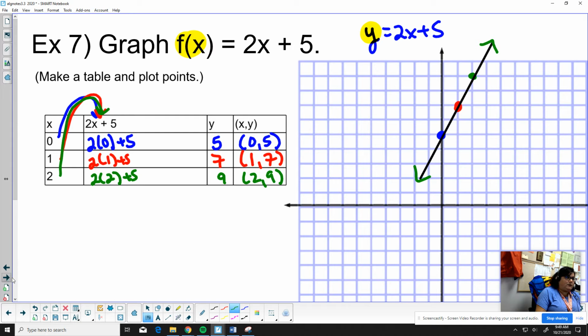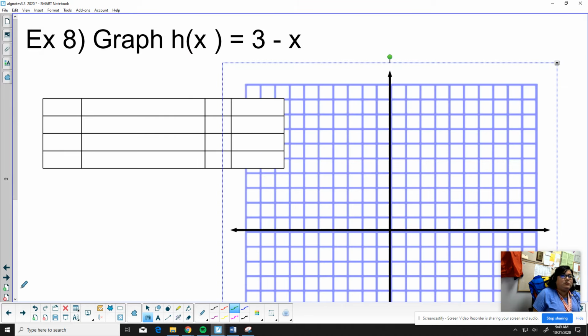All right, let's try another one. This time you press pause and you create the table. Use 0, 1, and 2 again because those are easy numbers to graph. Try to come up with the y's, the points, and graph the table.